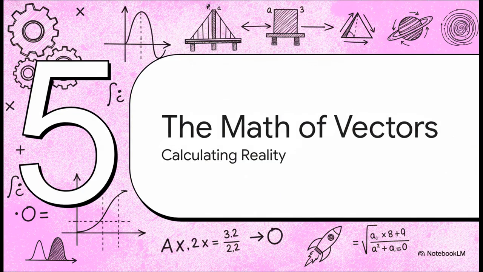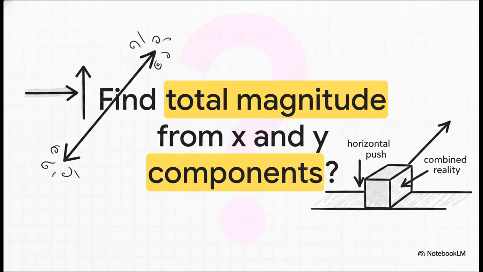Finally, Section 5. The math of vectors. Calculating reality. So what if we only know the x and y components, but we really want to find the total magnitude of the force? This is basically the core problem physicists face every single day, bridging the gap between independent measured parts and the combined reality of the total force. If our sensors only give us the horizontal push and the vertical push, how on earth do we find the power of the diagonal result?